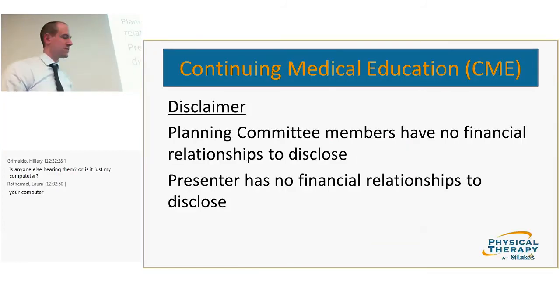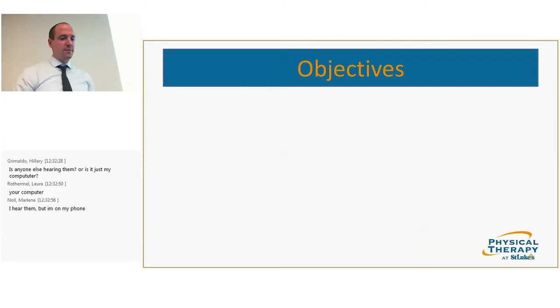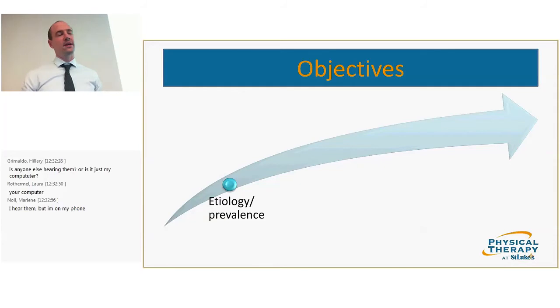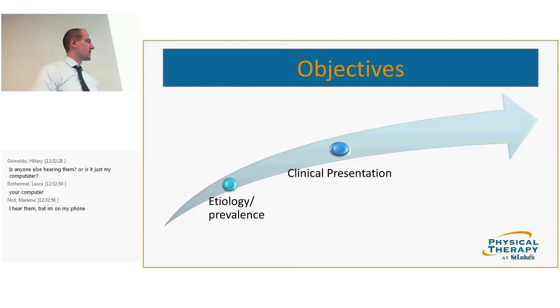All right, so I have no disclaimers to make. The objectives: we're going to start by going through some of the etiology and the prevalence, just to get some background, some risk factors of what we're looking for that may increase the likelihood of you putting adhesive capsulitis on your radar. And then we will move on to the clinical presentation. So if you're in an evaluation, some of the hallmark signs that you're looking for, so that you can start to piece together the picture of it.